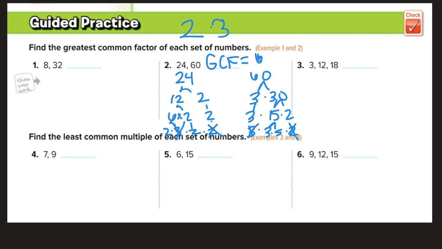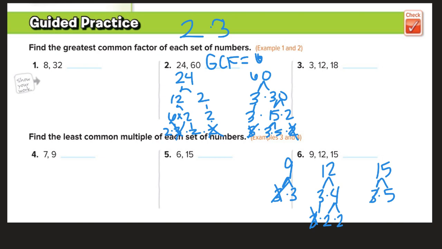Now we're going to do least common multiple. Let's just do the 3 one to make sure we know how to do trickier ones. So 9, if I prime factorize, I'd get 3 times 3. 12, if I prime factorize, I would get 3 times 4, which 4 can be broken down into 2 times 2 times 3. And 15 is 3 times 5. Okay, so let's go through. They all share a 3, so I write down 1 3. And that's all they share.